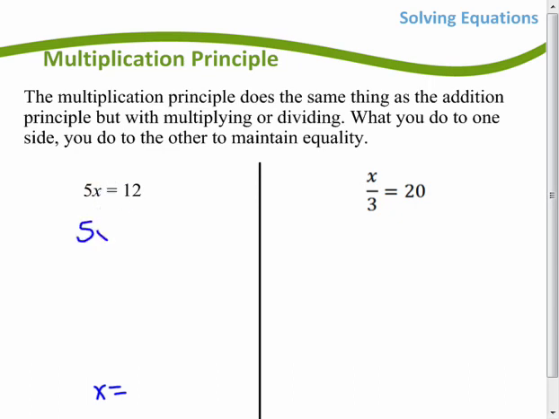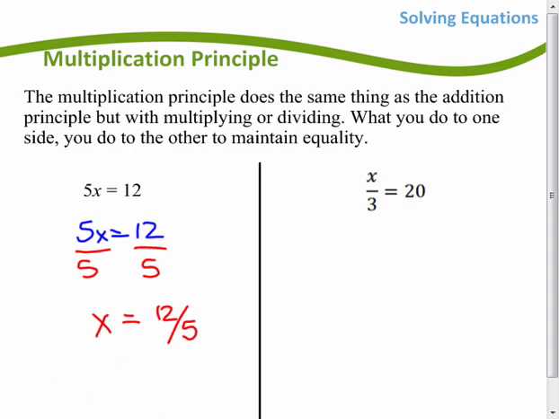I like to write it in another step rather than writing divide by 5 right off the bat here, just so I don't mess up the original question. So I'm going to take on the left side divide by 5 and divide by 5 on the right side. So here 5 divided by 5 is 1, so I'm left with 1x, and 12 divided by 5 is 12/5. Done. Again, I could plug that back in to check it.